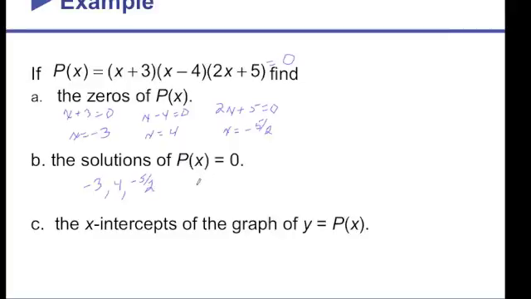Those would be the solutions to p of x equals 0. And the x-intercepts will be (negative 3, 0), (4, 0), and (negative 5 halves, 0).